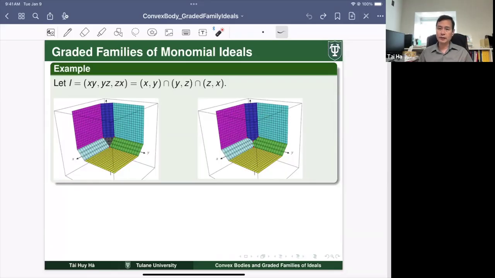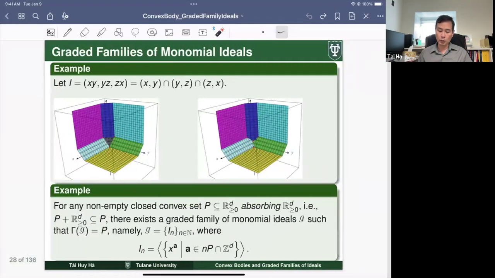However, Newton-Okounkov regions of graded families of monomial ideals can be as complicated as we want. In fact, if we take any non-empty closed convex set P inside R^d, provided that it absorbs R^d_{≥0}, meaning the non-negative orthant, the first quadrant of R^d, if you add it to P, it falls back inside P, then there exists a graded family of monomial ideals whose Newton-Okounkov region is exactly this region P that we start with.